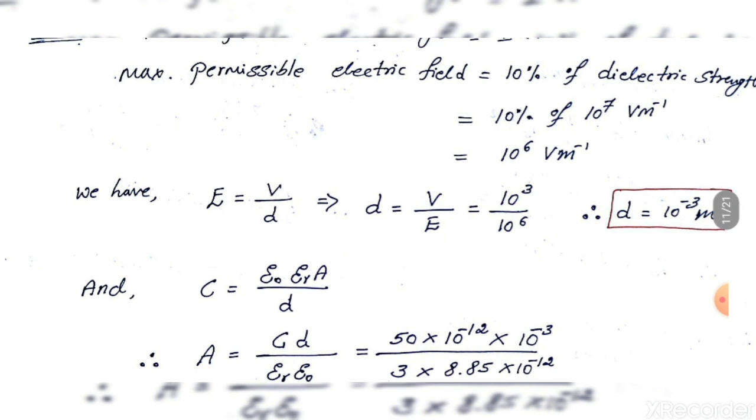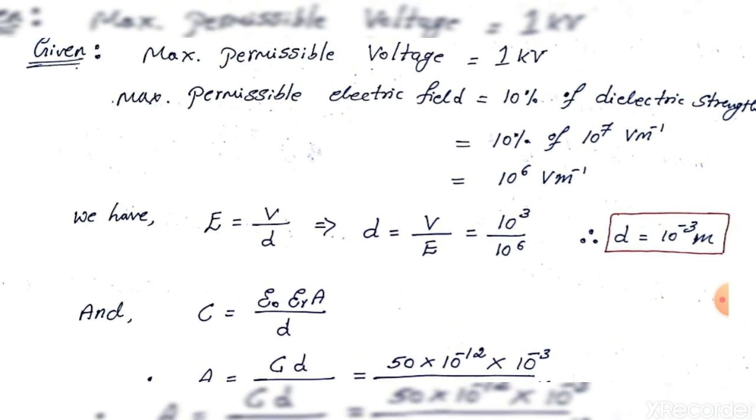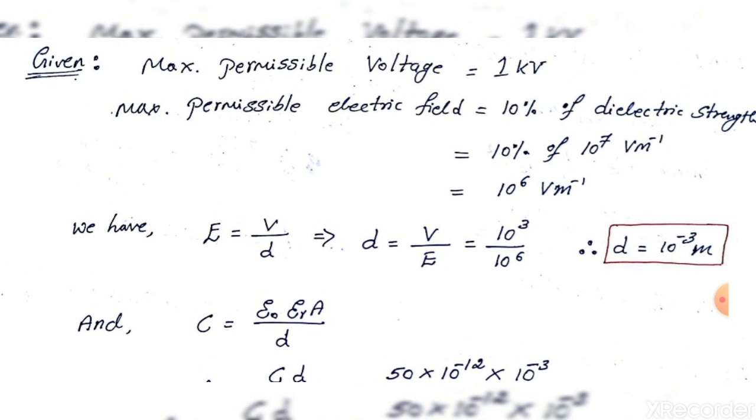V by D. This is taken from the potential gradient formula, E is equal to minus dV by dx. But for this situation, we take the voltage to distance ratio as the electric field. So find out the distance here. D becomes V by E. V is 10 power 3 because here they gave 1 kilovolt. 1 kilo means 10 power 3, divided by the electric field, that is 10 power 6. So we come to know that the distance between the plates, D, is equal to 10 power minus 3 meter.